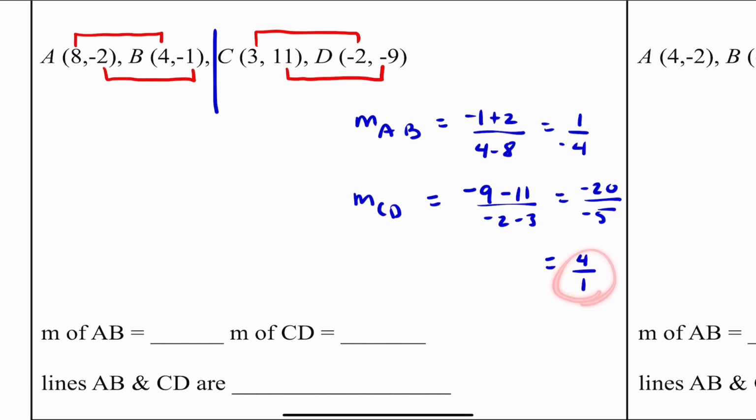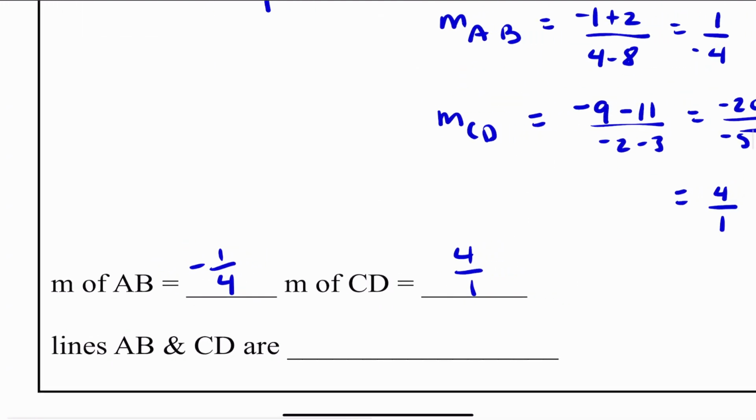So that's 4/1. So if I take a look at these slopes, so we know the slope of AB is really -1/4, and the slope of CD is 4/1. Notice if I take a look at AB, here's a negative, here's a positive, and the fractions are flipped essentially. So that means that they are perpendicular. Okay?